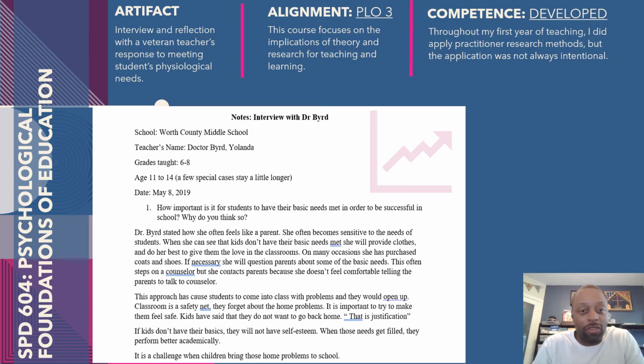hot, and I had to adjust the temperature. They may have been hungry a little bit or tired, and I had to give them time to rest or give them a snack. So I'm developed in this, but I'm not mastered yet. I still have a lot of practice to go.